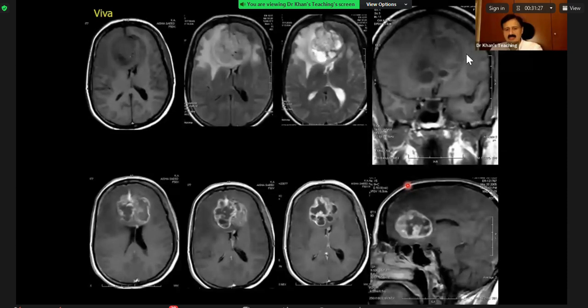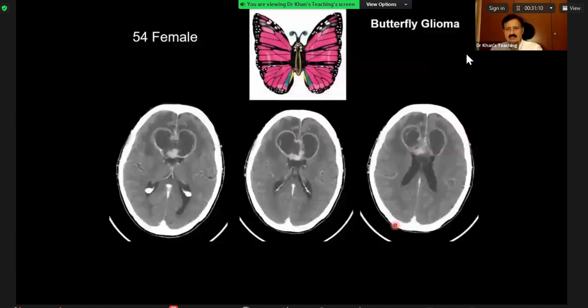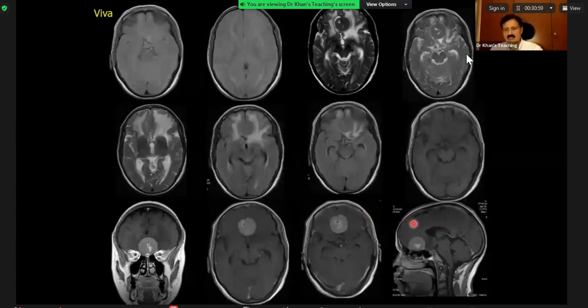Okay. This is a GBM where you can see this necrosis, etc. You can see it is crossing the genu of the corpus callosum, a butterfly glioma, which is crossing over to the other side. A lot of necrosis. Necrosis is taken as a sign of a high-grade tumor. Literally a butterfly type of lesion on a CT scan, butterfly glioma.